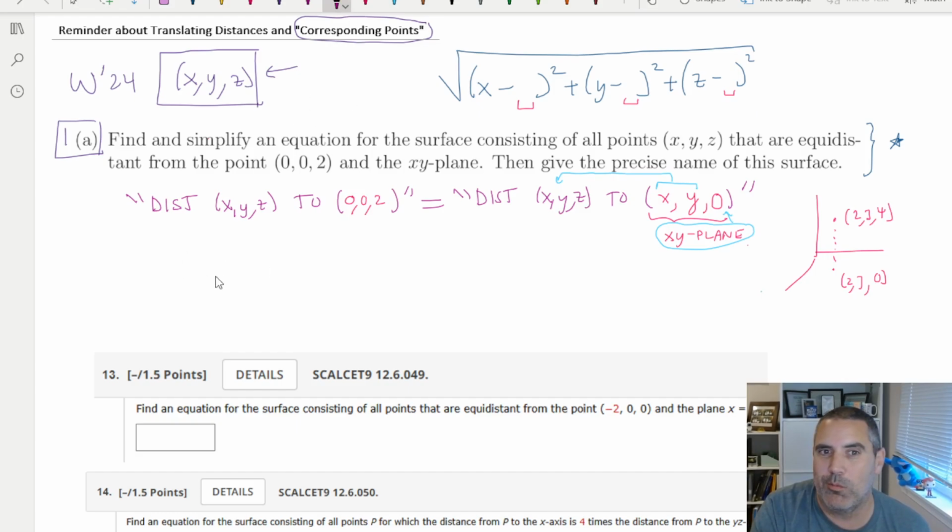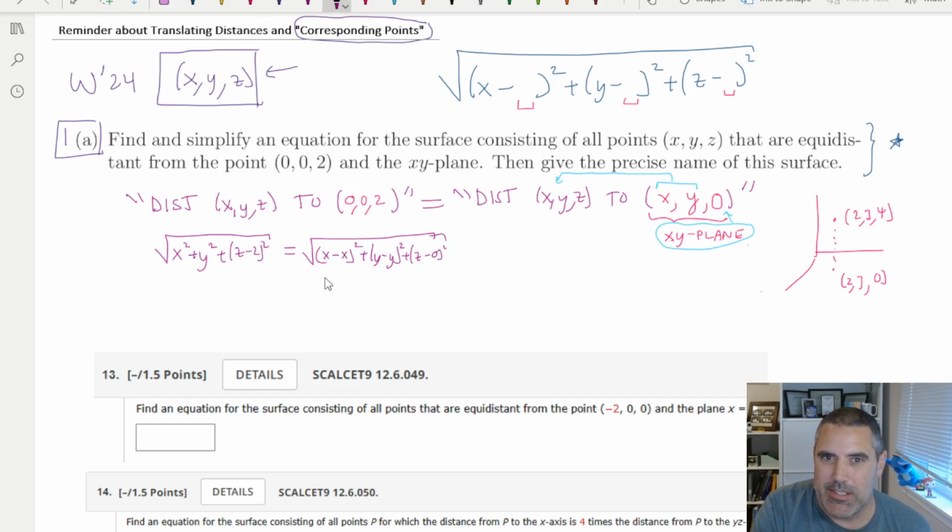So there's a routine way that requires like no 3D visualization really at all. x squared, y squared, z minus 2 squared. On the other side, you have x minus x squared. And this was the concept. So if you search back and watch my video on corresponding points, maybe that'll make more sense now.